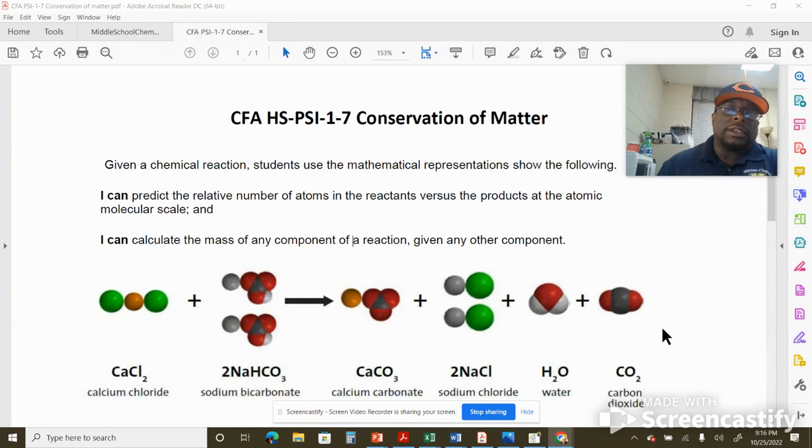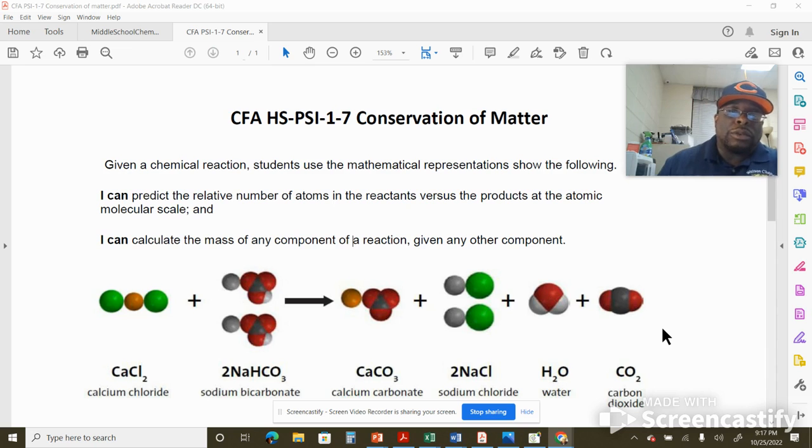Right, let's talk about this CFA business with the conservation of matter. So we want to be able to predict the relative number of atoms in the reactants versus the products at the atomic molecular scale. And I want you to be able to calculate the mass of any component of any given chemical reaction. That means the stuff that we're mixing, calculate what the amounts of one of those particles are.